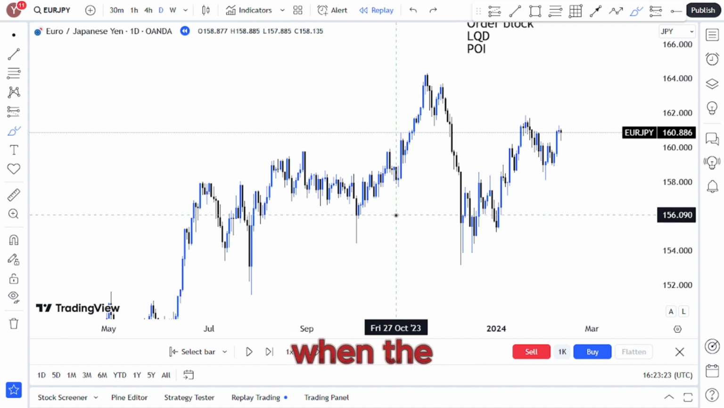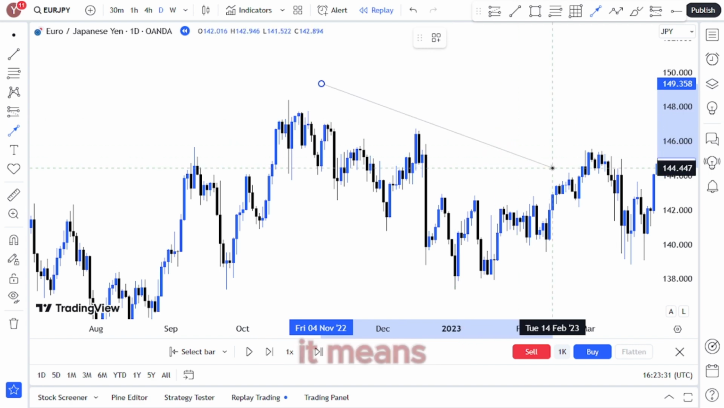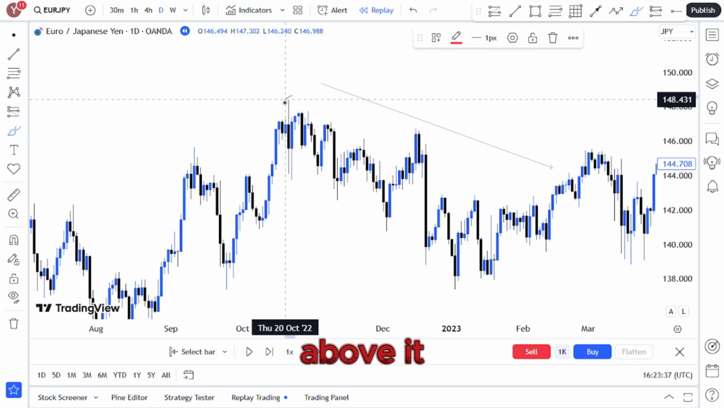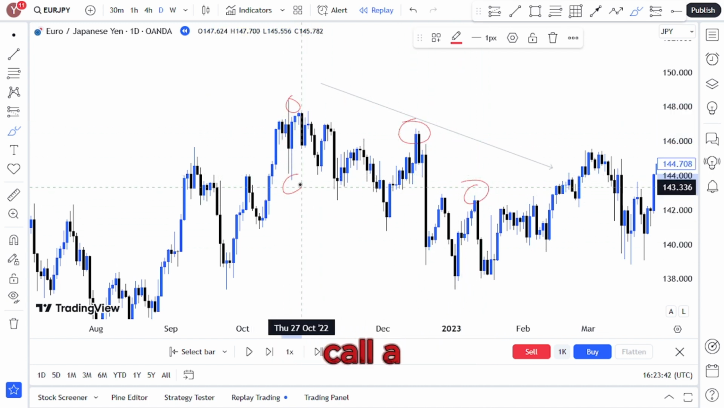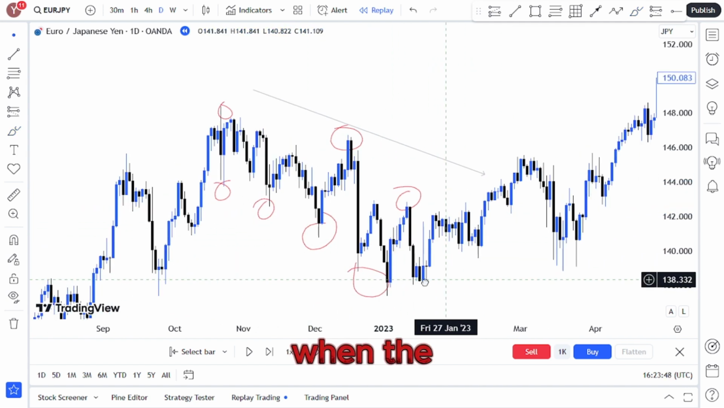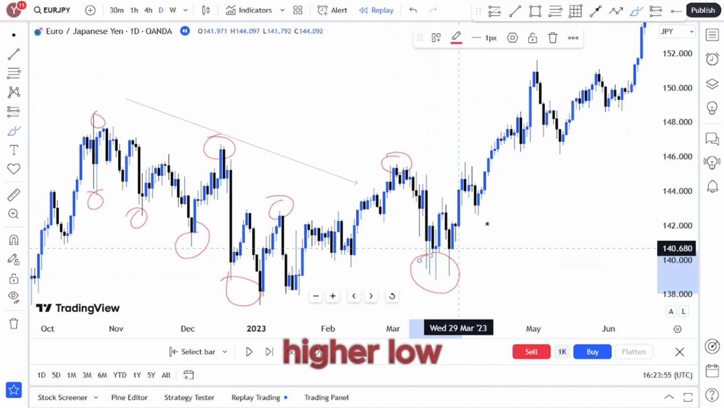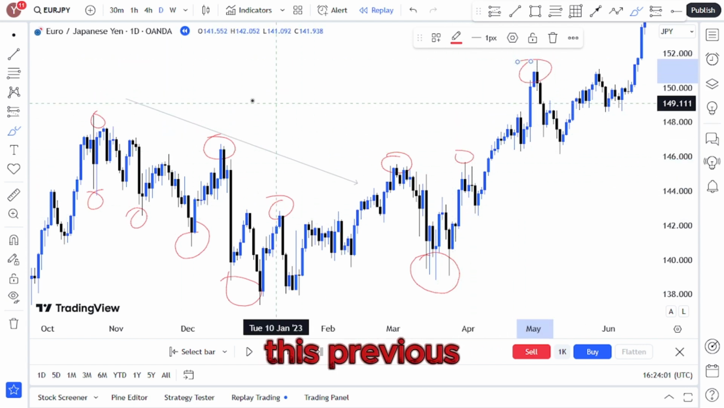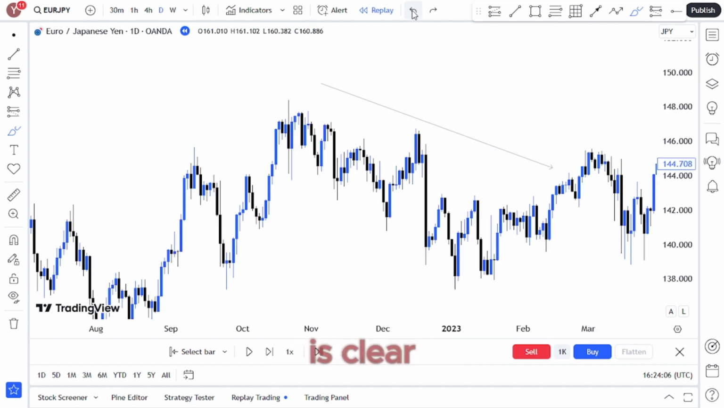So can we see an example of when the market is dropping right now? This is when the market is dropping. Once the market is descending, dropping, it means your quote currency is having strength against your base currency, and that gives us a series of lower highs and lower lows, and so on and so forth. But when the market is trending, when the market is bullish, we're going to have a series of higher highs and higher lows, because each is higher than the previous one right here. I believe that's clear enough.